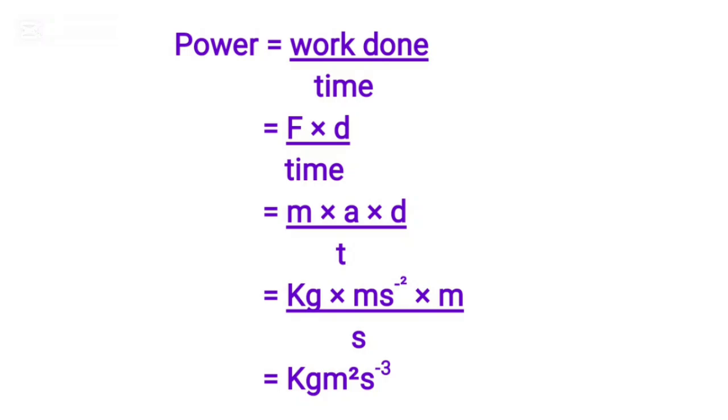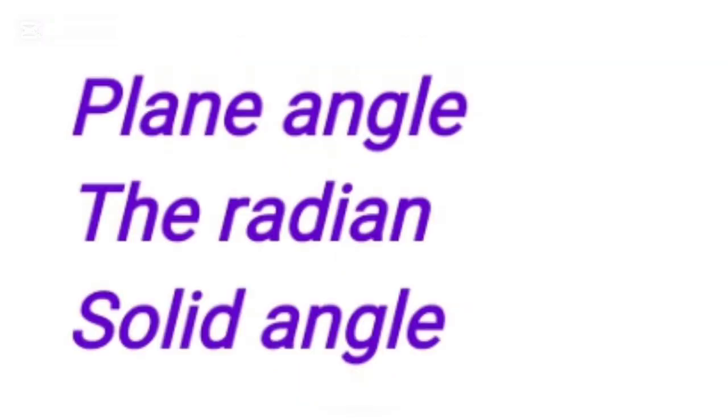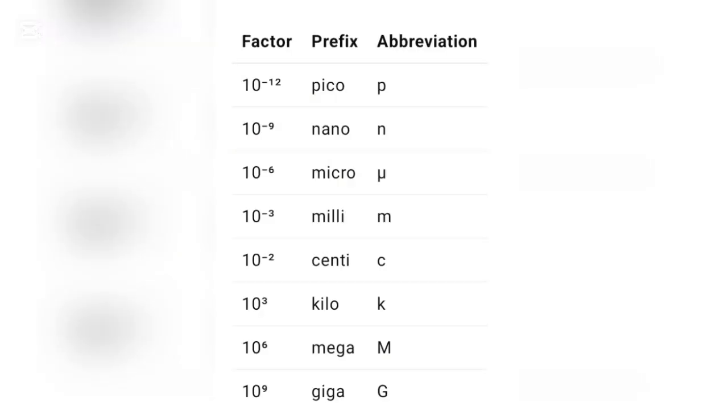There are other units that cannot be classified as fundamental units or derived units. These units are classified as supplementary units. Examples are units of plane angle, the radian, and of solid angle. As you proceed in your physics lessons, you should be able to derive the units of the physical quantities you will be coming across. Now we are going to look at multiples of units, and we will look at factors, prefix, and abbreviations.